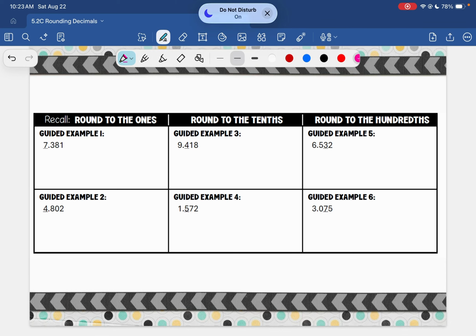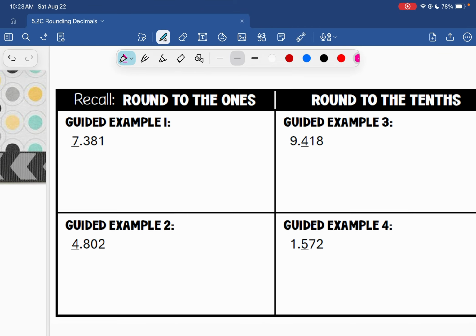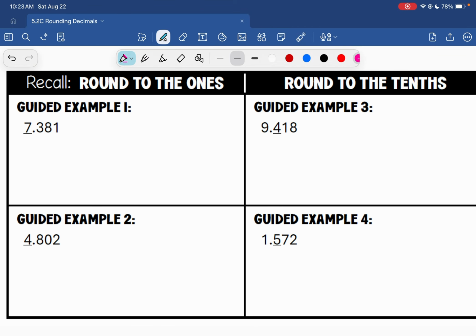Today's video will focus on rounding decimals, where we're going to use benchmark numbers and a number line to round. For the first couple of examples, we're going to just review rounding to the ones place. The next two examples will round to the tens place, and the final two will round to the hundreds. Let's refresh our memory on rounding to the ones place.